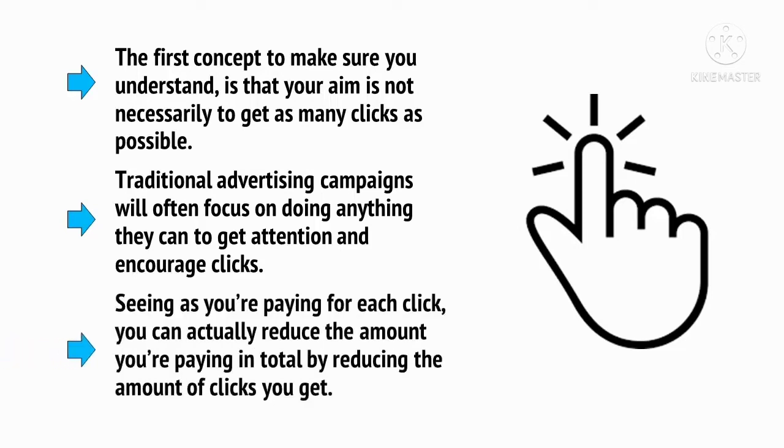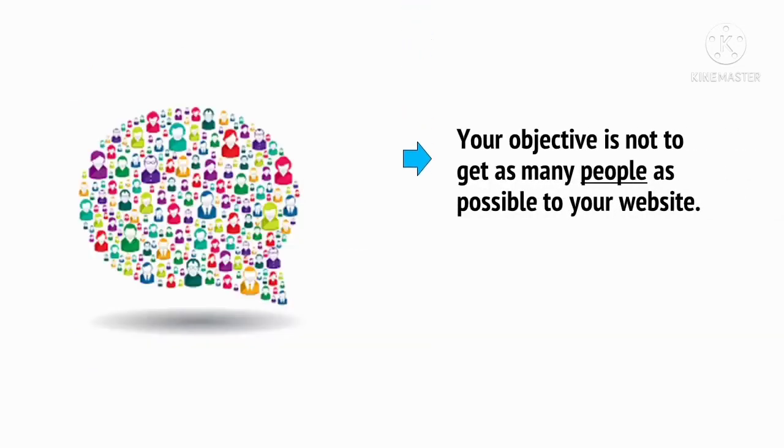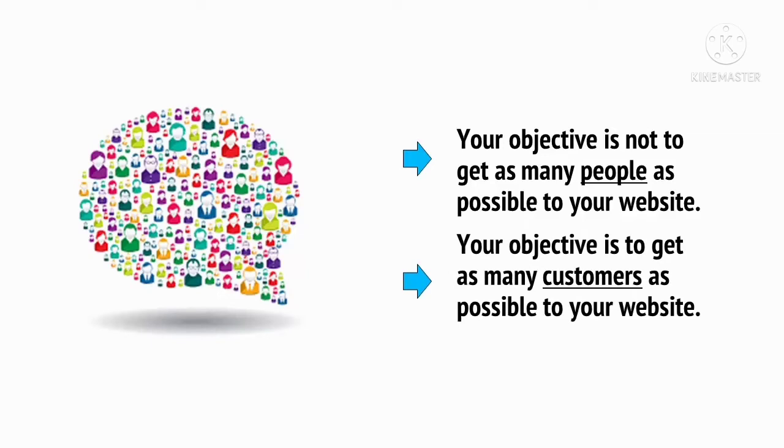But seeing as you're going to have to pay for each click, you can actually reduce the amount you're paying in total by reducing the amount of clicks you get. The objective is not to get as many people as possible to your website. Your objective is to get as many customers as possible to your website. In other words, you need to get traffic that's going to convert, and you actually want to dissuade all other people from clicking on your ads wherever possible.